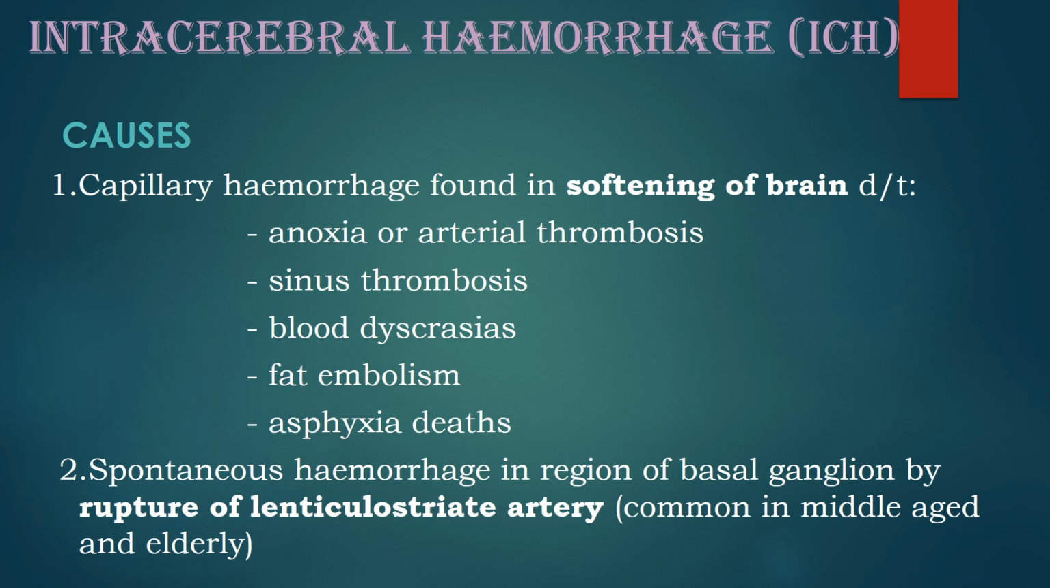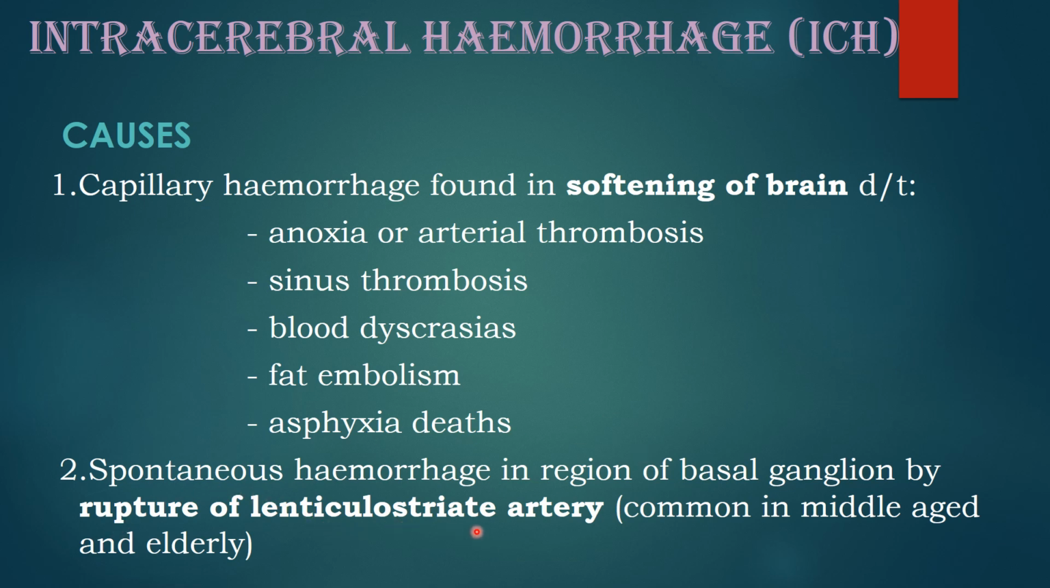Intracerebral hemorrhage is due to rupture of the capillary, and capillary hemorrhage within the brain matter. It can be associated with anoxia, sinus thrombosis, blood dyscrasia, fat embolism, asphyxia, etc. In different asphyxial deaths also, intracerebral hemorrhage can be seen. And this can be spontaneous also in the basal ganglia due to rupture of the lenticulostriate artery.